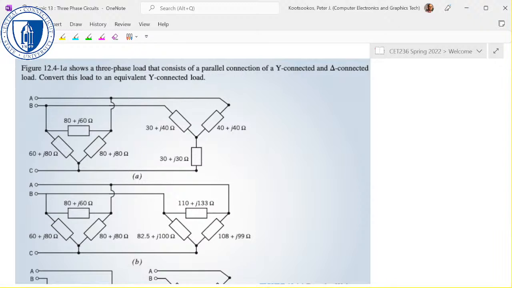So here are two, one delta, one Y impedance connections, right? It's a three-phase load. And this example just uses those delta Y conversions to find the equivalent overall load. Right, so the first thing we do is we convert this Y impedance to a delta impedance using those equations.